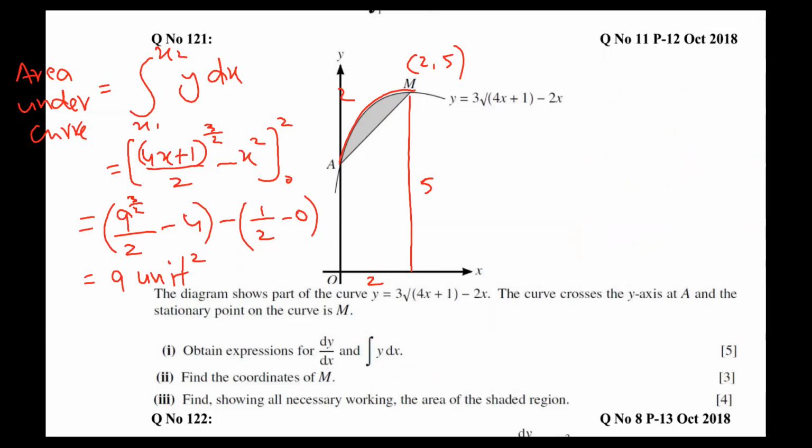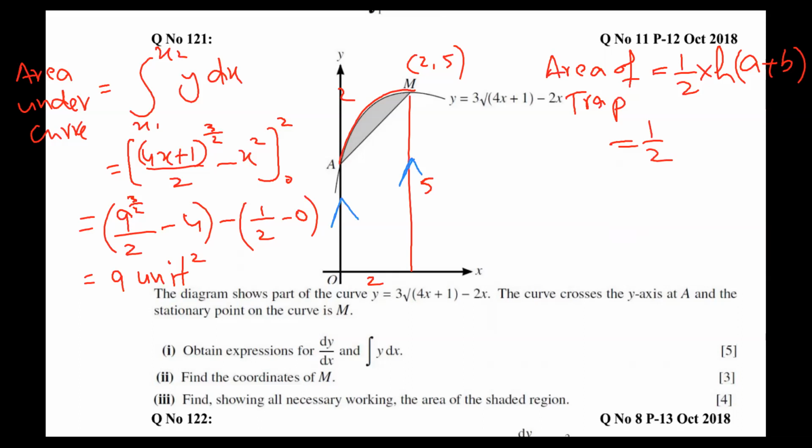So area of trapezium is half times h times the sum of the parallel sides, a plus b. Now the question comes to your mind, what is the height? Let me show you in a different color. These are the sides parallel to each other. One is called A, one is called B. 5 is A and this is B. Now the issue is this height.